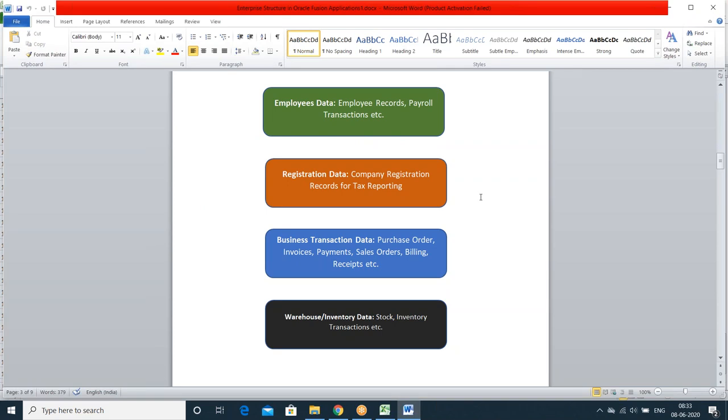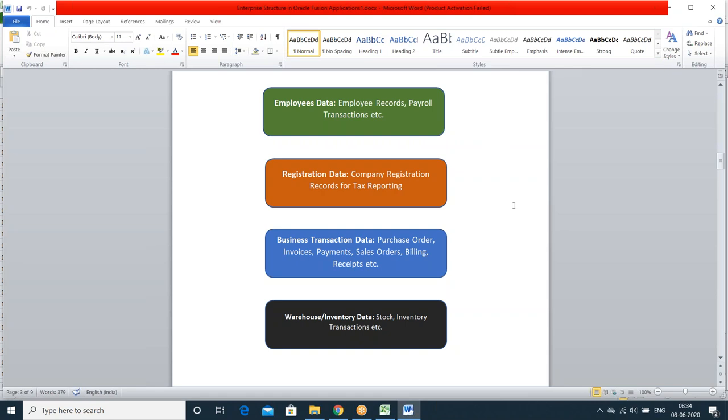The same information I take here for employee data. This is the primary classification for business data. Employee data is where we maintain the employee records and run the payrolls and transactions related to employees. Registration data is the company registration records for tax reporting. Business transactions data is to record the purchase orders, invoices, payments, sales orders, billing, and receipts. Warehouse or inventory data is stock and inventory transactions. So this is how we primarily classify the data: employee data, registration data, business transaction data, and warehouse or inventory data.